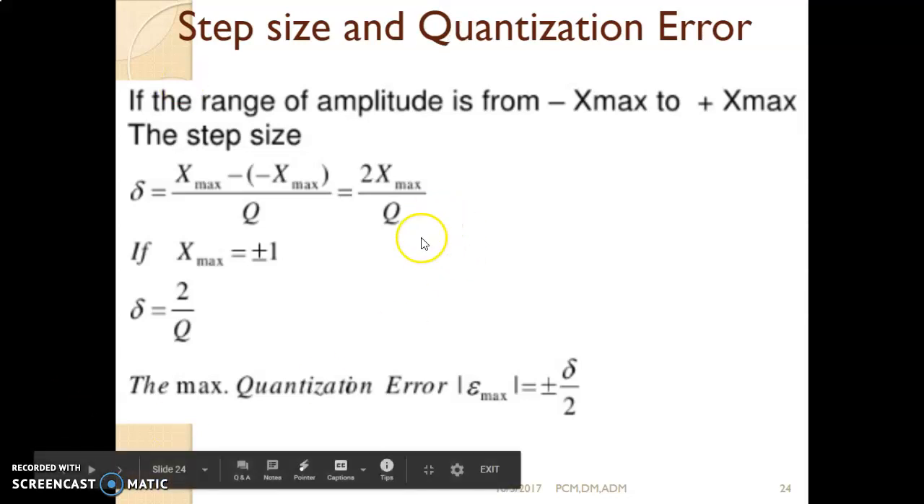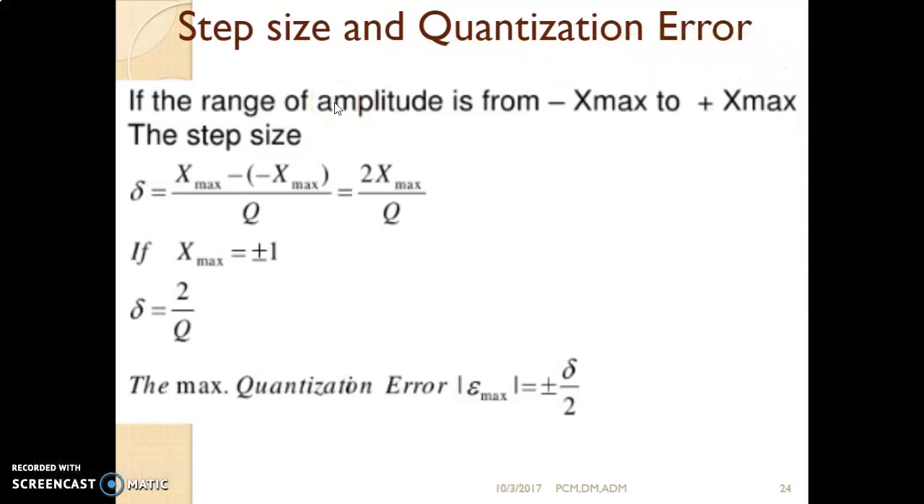Now, in this slide, we are explaining the relationship between step size and the quantization error. For example, if the range of the input signal is from minus x max to plus x max, then the step size can be calculated as the positive value minus the negative value, so x max minus of minus x max, divided by Q. Q is the number of quantization levels, so it is equal to 2 x max divided by Q.